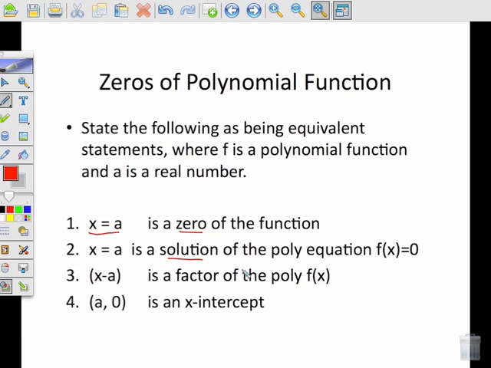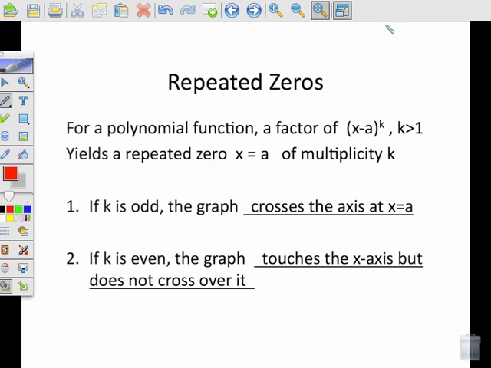X equals a is also called a solution, so we call them zeros and solutions. X minus a is a factor of the polynomial. Such as this, sometimes our polynomial is written in the form of x minus a sub 1, and x plus a sub 2. So they can be in factored form. They're called factors. And finally, a 0 would be the x-intercept. So all of those fit together as some important things about the polynomial.